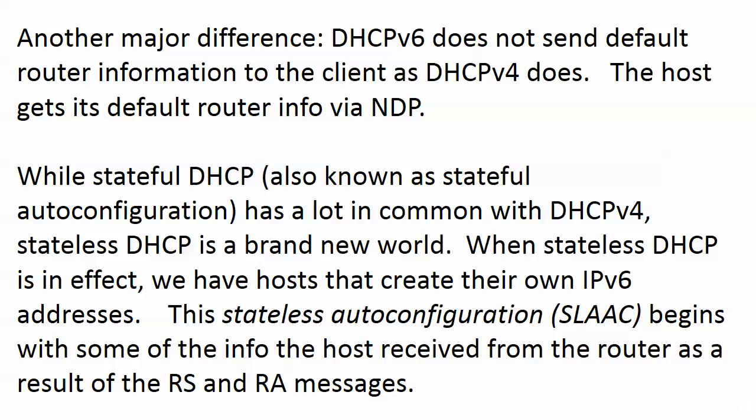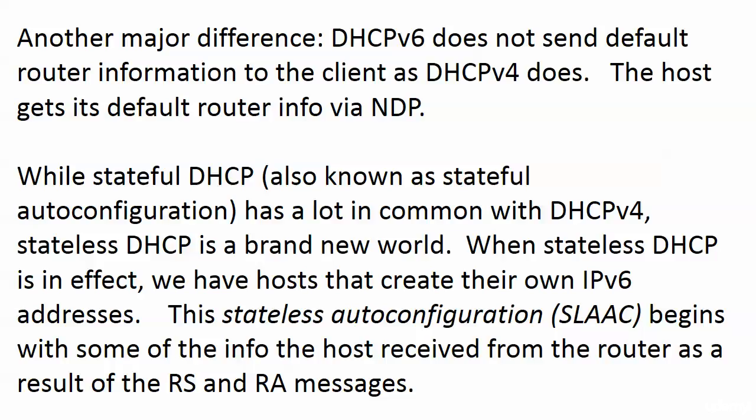One more big difference I want to share with you. DHCP version 6 does not send default router information to the client as DHCP version 4 does. The host gets that default routing information via NDP. We talked about that earlier as part of the router solicitation and acknowledgement.